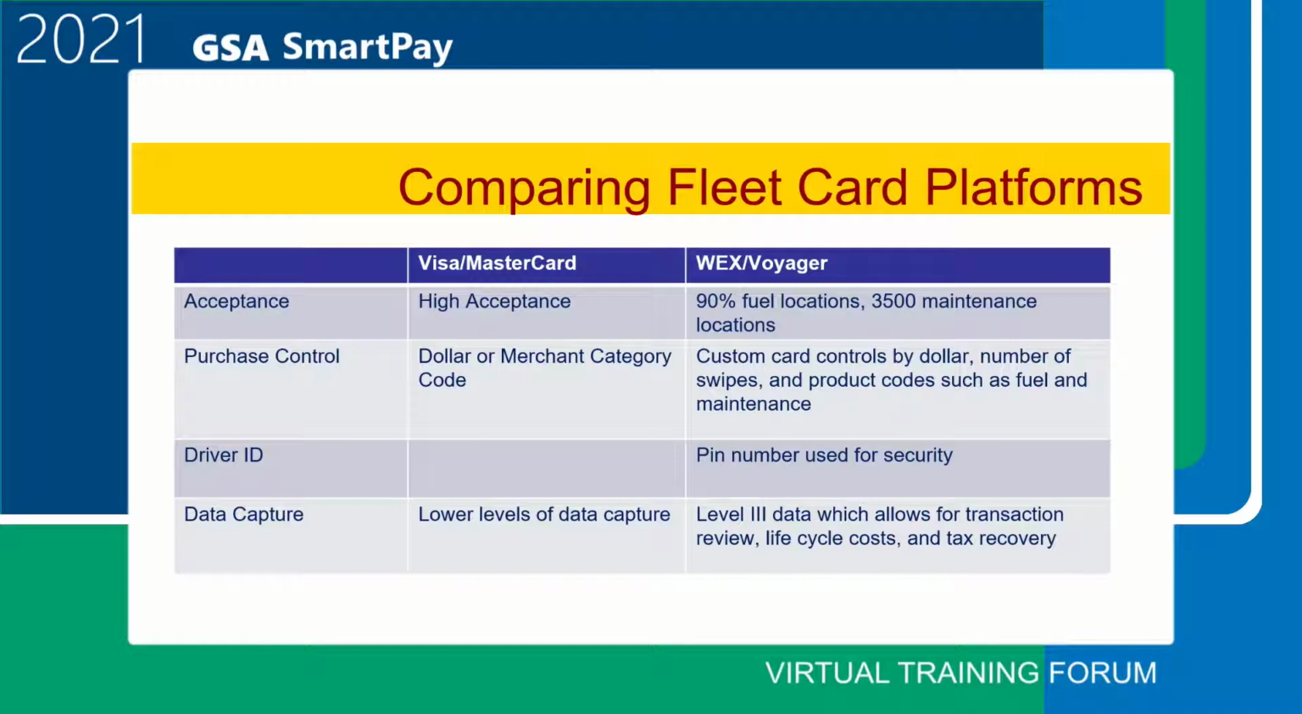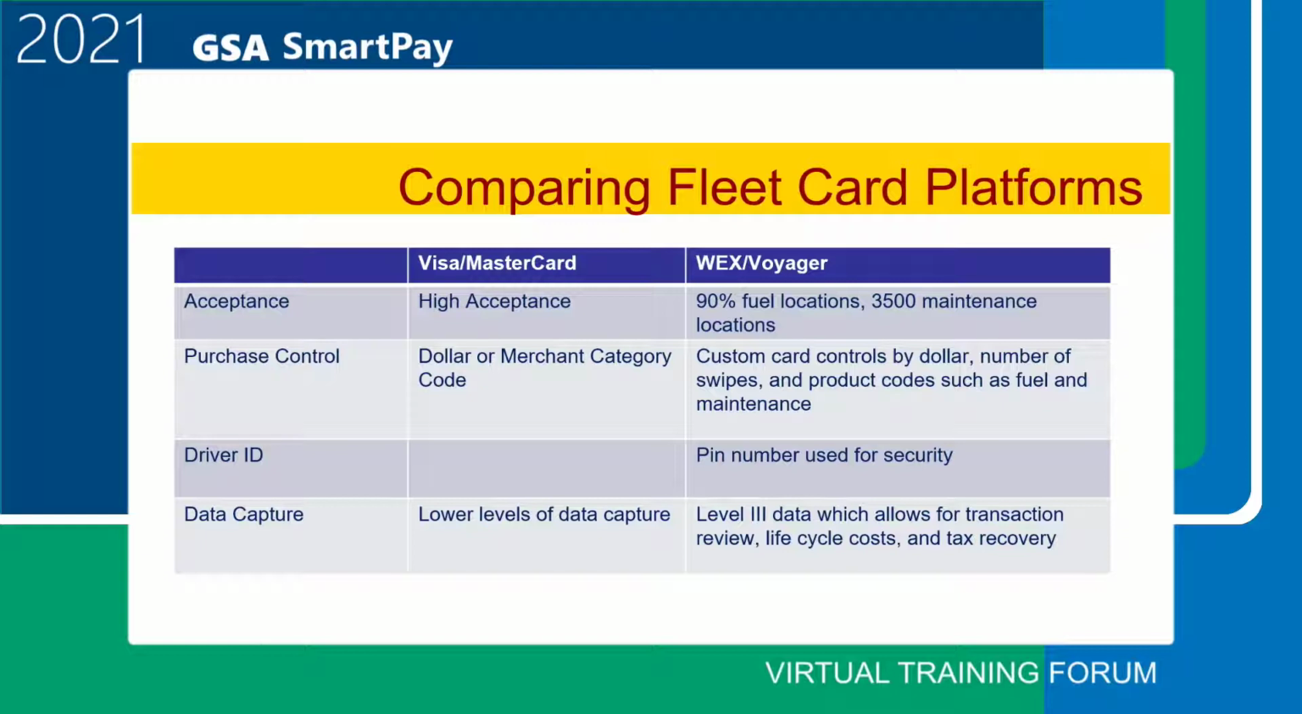Purchase controls: Visa MasterCard go by what they call a merchant category code, so they can limit that. It's very broad. You can also limit dollar amounts with a Visa MasterCard solution if you wish. With the fleet cards, like a WEX Voyager card, you can do custom controls by dollar amount, number of swipes per day or week, and product codes. So instead of a merchant category code, they're using a product code, so it's a little bit more granular.